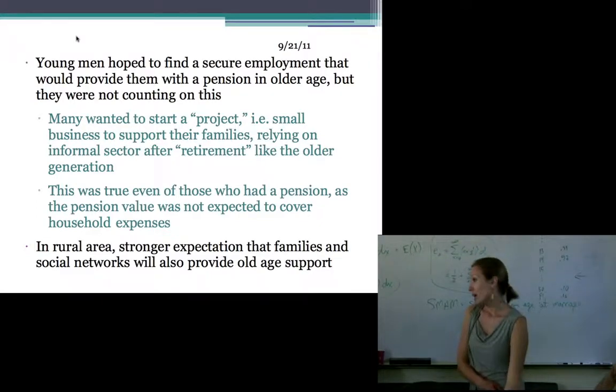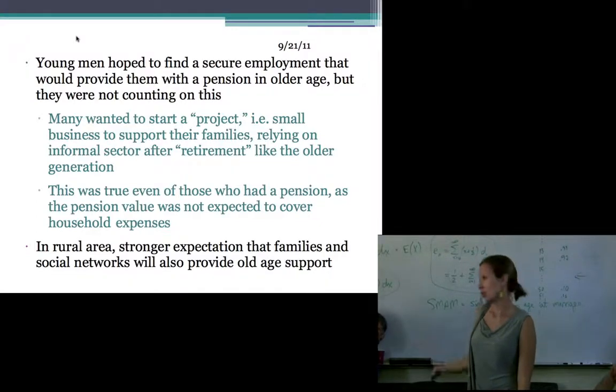So then asking the young men about how they're going to provide for themselves and their families in old age, most of them just said, I don't know. But they had thought about it. They actually knew, if they had mentioned those kinds of things. And a lot of them relied on the same thing that their father's generation appears to be doing, which is starting a small business or a project, some kind of informal sector activity to keep providing for yourself until you're unable.